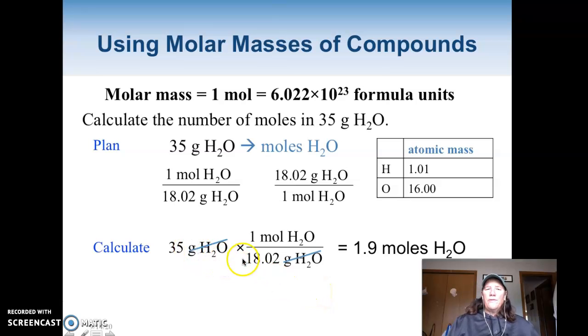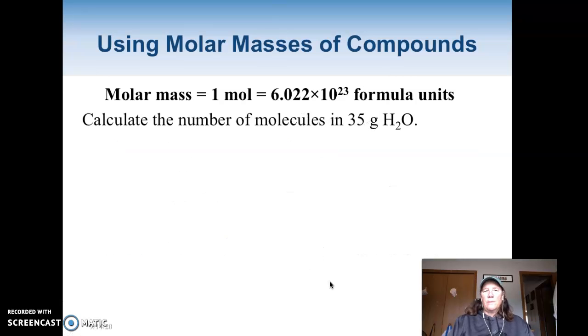So 35 divided by 18 is 1.9 moles. That's how many moles. And again, this is just like multiplying by 1. It's a conversion factor. So I converted grams to moles. Same thing we did with elements, now we're just doing it with compounds.